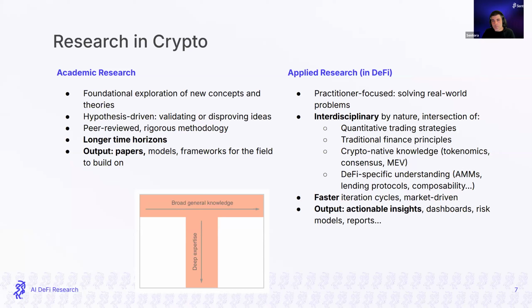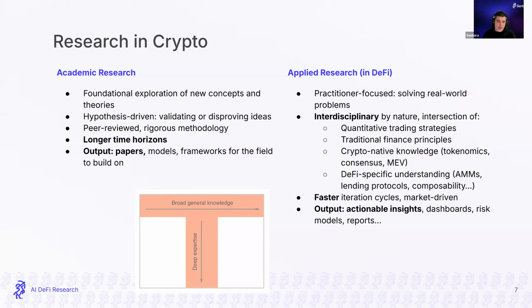Usually what we do at Centaura, and is done by other firms in crypto, is more applied research, where we are trying to solve real world problems. It's a field that is very interdisciplinary, meaning that it overlaps several different sectors like quantitative trading, with DeFi-specific knowledge like AMMs, lending protocols, also some crypto-specific knowledge like tokenomics. And of course, always in the shadow of the traditional finance primitives that we know already.